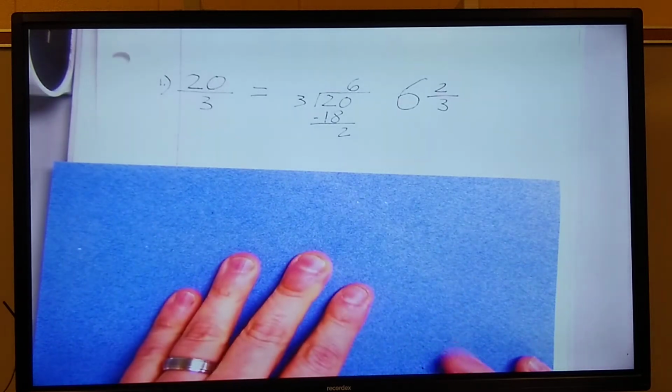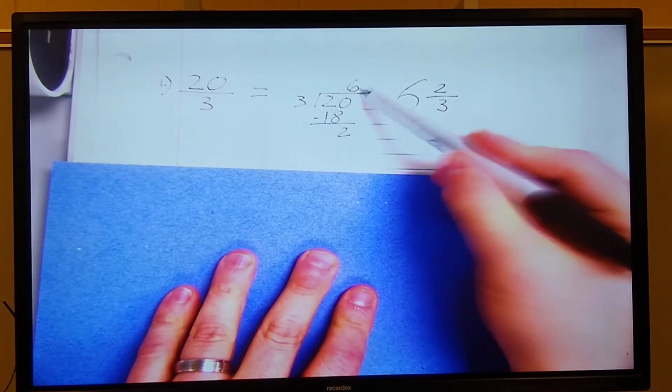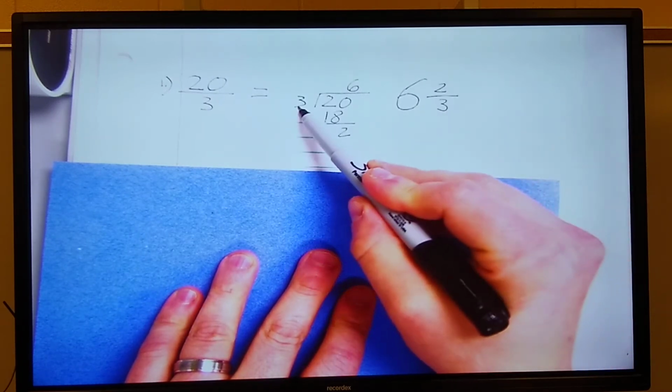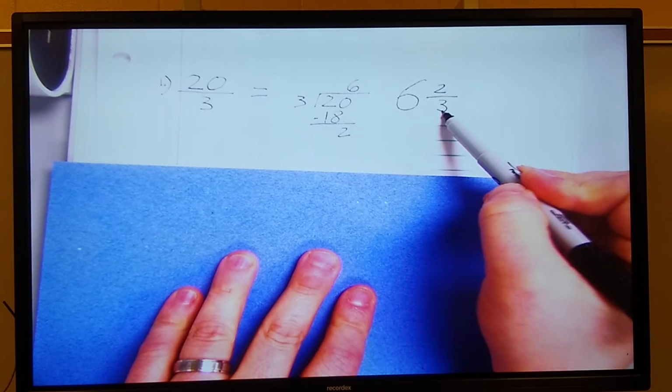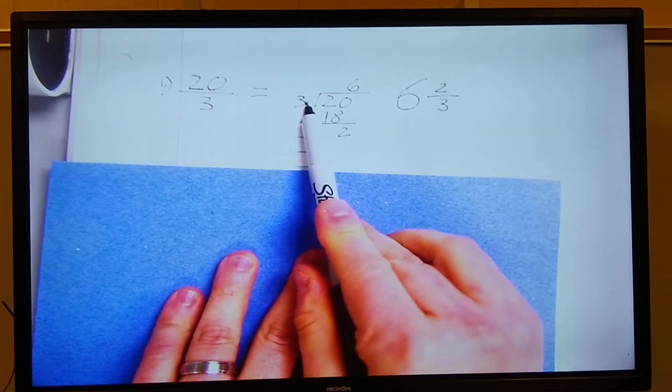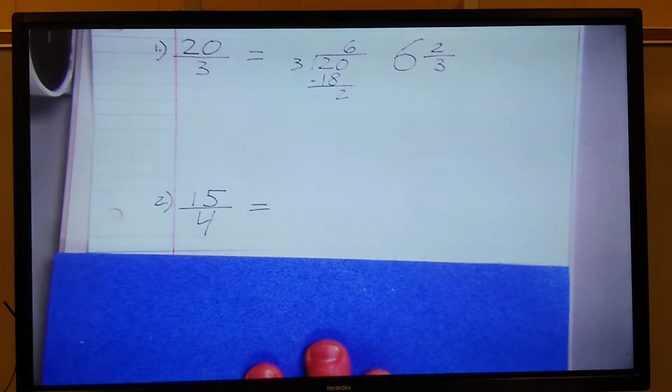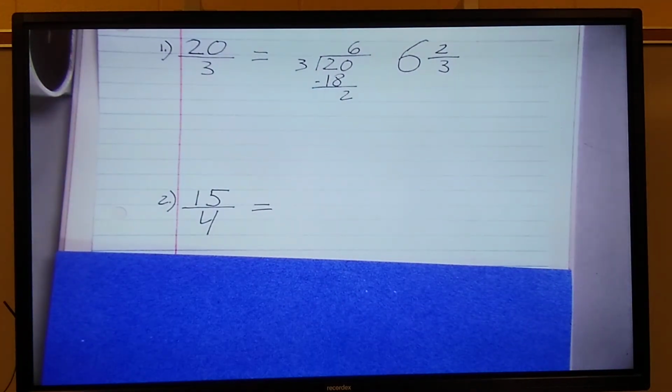Do not forget. Quotient, whole number, remainder, numerator, divisor, denominator, or just remember the denominator always stays the same. Now you try this one. 15 fourths, change it to a mixed number. Pause the video.